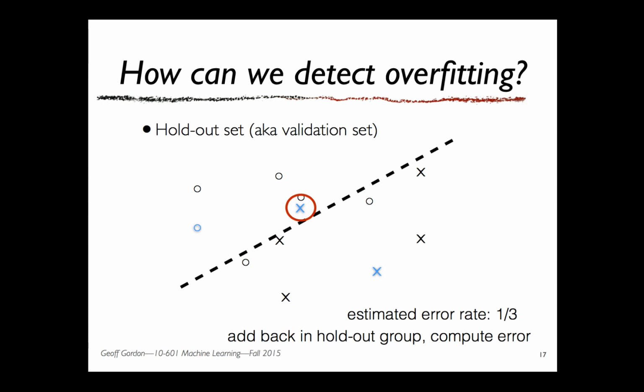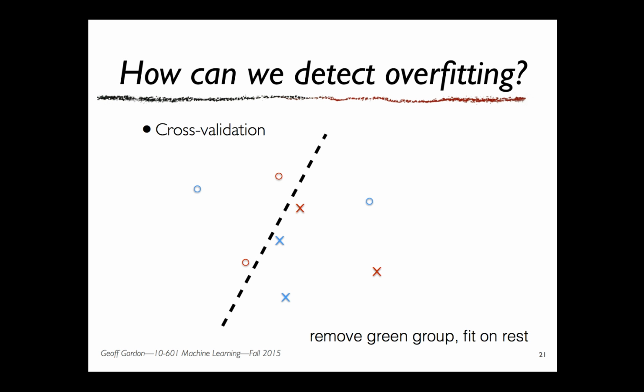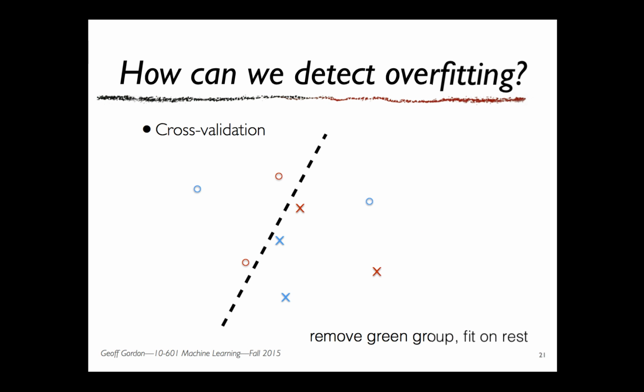Right, so here's the estimated rate. All right, cross-validation. So we take our training set now and we assign a color to every point. So I've split it into 3 different colors, red, green, and blue here. And what we do is we remove the green group and fit on the rest, right? So here I've left blue and red and fit on those.